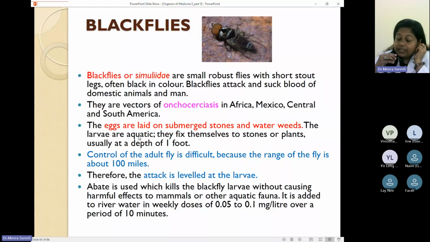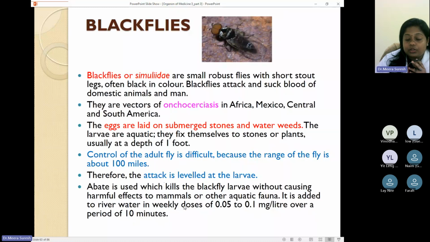So in case of black flies, more than the importance given to an anti-adult measure, it is better to go for an anti-larval measure. So the attack is leveled at the larvae. A bait is used which kills the black fly larvae without causing harmful effects to mammals or other aquatic fauna. Because here we have to use the insecticides on the water collection, the safer one to use is actually a bait.